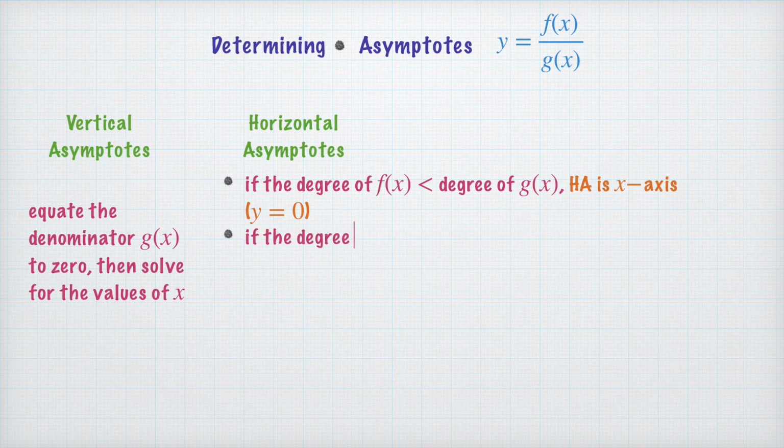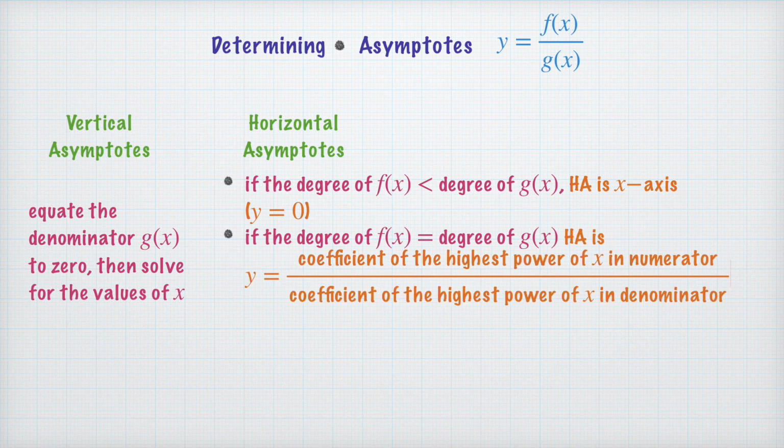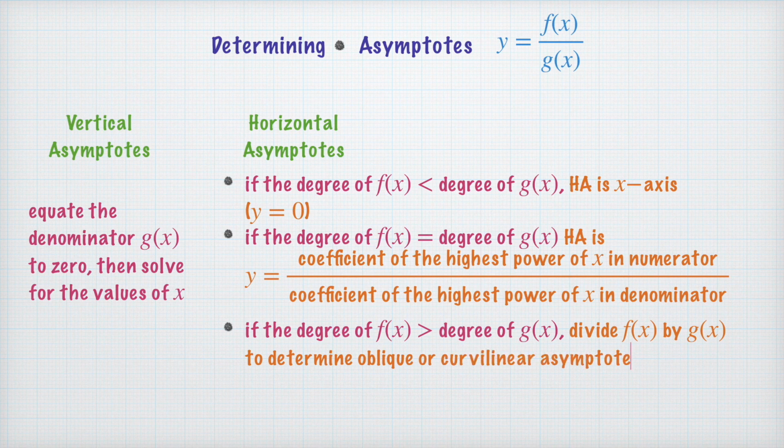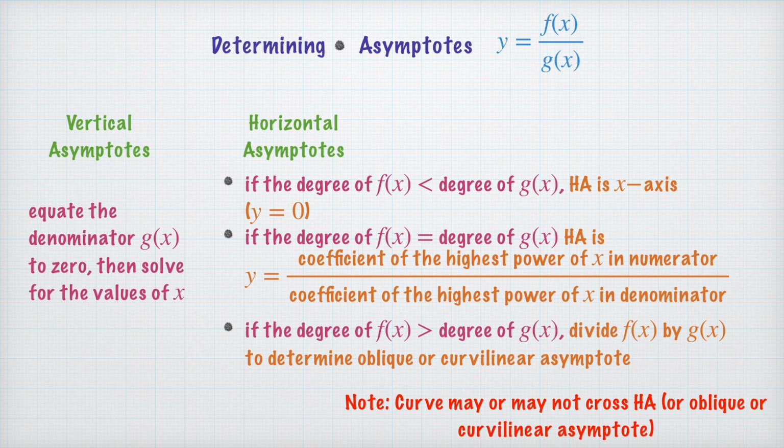If the degree of f of x equals the degree of g of x, the horizontal asymptote is y equals the coefficient of the highest power of x in the numerator divided by the coefficient of the highest power of x in the denominator. And lastly, if the degree of f of x is greater than the degree of g of x, divide f of x by g of x to determine the oblique or curvilinear asymptote. Note that the curve may or may not cross the HA or oblique or curvilinear asymptote.